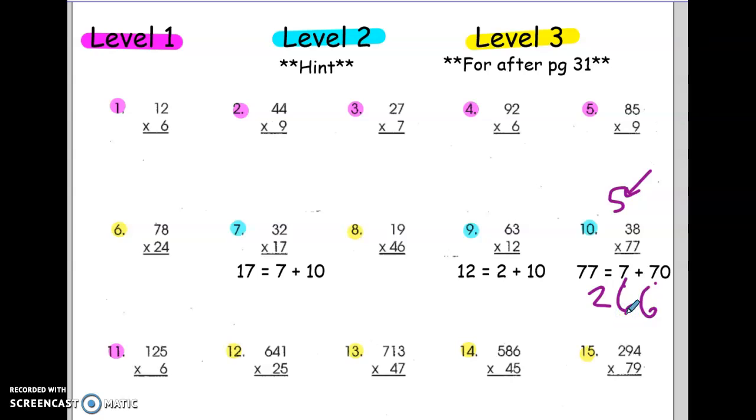I wonder what 38 times 70 is going to give us. If I'm using my powers of 10 understanding, I'm pretty sure that's going to give us 2,660. It's just one more power of 10. If you add those two answers together, you're going to get your final answer.